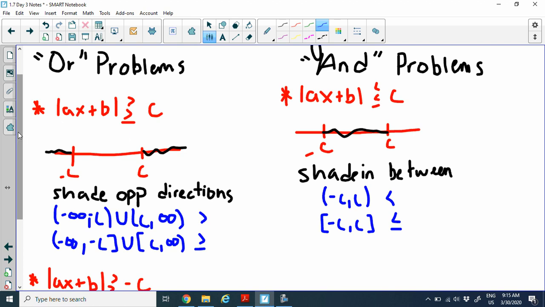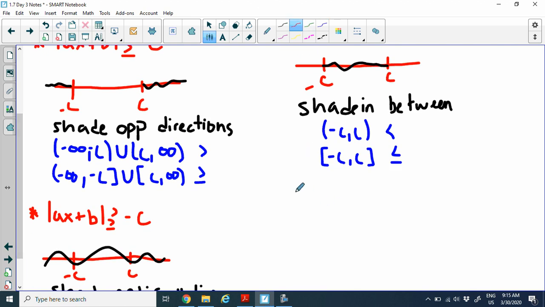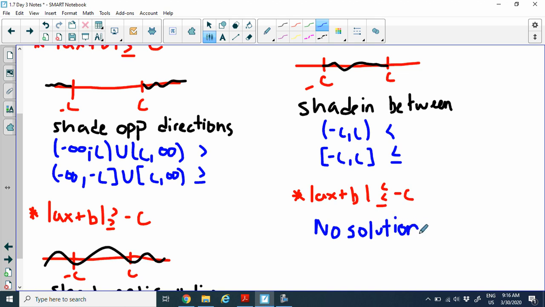The other way is when we have a negative c value. So when we have ax plus b, and it's the absolute value, it's either less than or equal to a negative c value. This is where we just get a no solution. So that means you do not shade the number line because no numbers work. So we shouldn't be shading anything. So be careful on that.